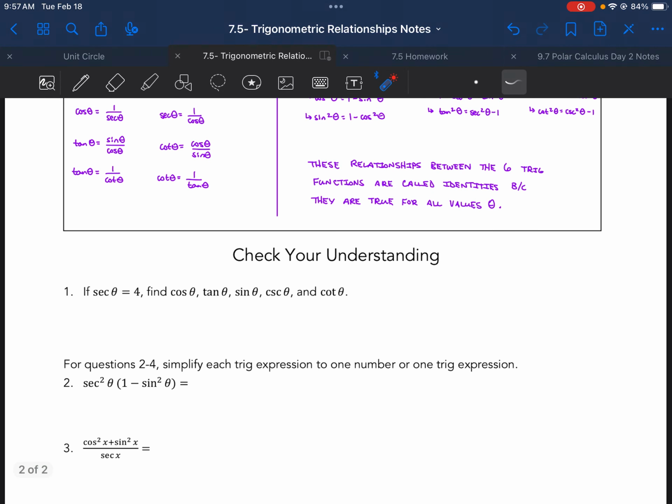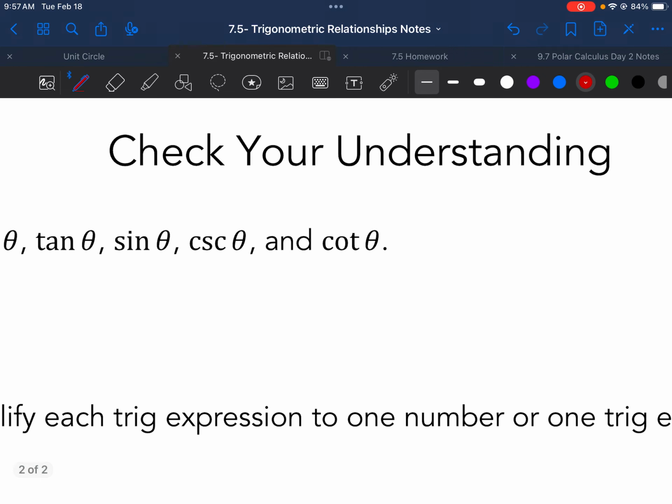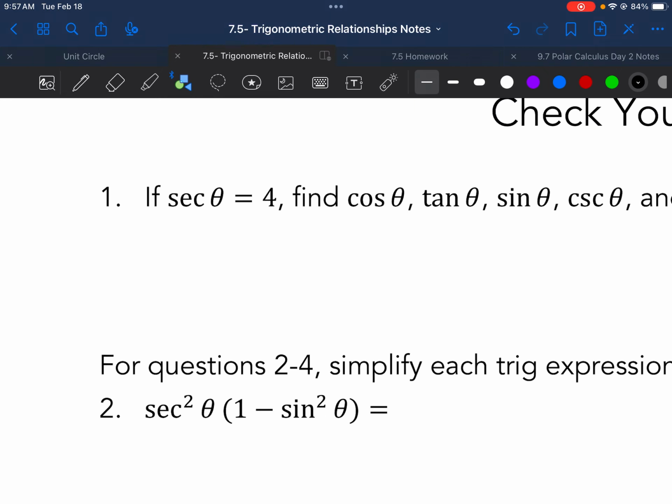Okay? Let's start with number 1 here on the check your understanding. If secant of theta equals 4, find cosine of theta, tangent of theta, sine theta, cosecant of theta, and cotangent theta. So given one trig ratio, let's find all the other ones, okay, so that we have all 6 of them when we're done. And I'm going to add the little detail that theta is going to be in the first quadrant between 0 and pi over 2, okay, just for the sake of this problem. So what I want to do actually is I want to set up a right triangle in quadrant 1. So let's start by doing that.